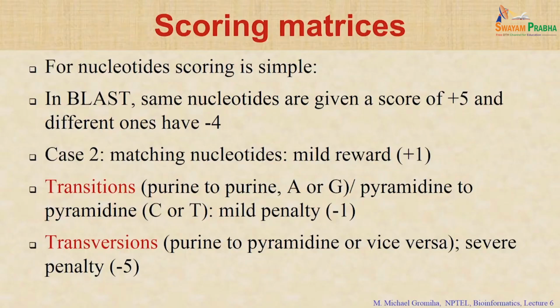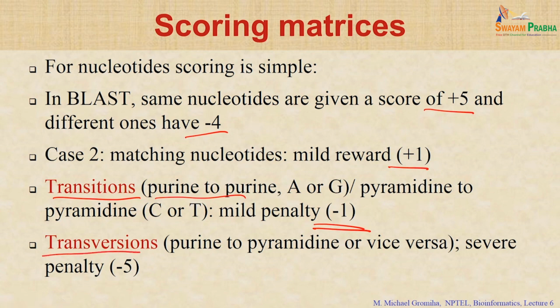So in this case, we have to give the scoring in a different way. How to do that? In BLAST, sometimes they use a score of 5 for the same nucleotides and minus 4 for the different ones, or we can give a mild reward of plus 1, or we can give a score of minus 1 in the case of transitions. What are transitions? Purine to purine, like A or G, or pyrimidine to pyrimidine, C or T, they change vice versa.